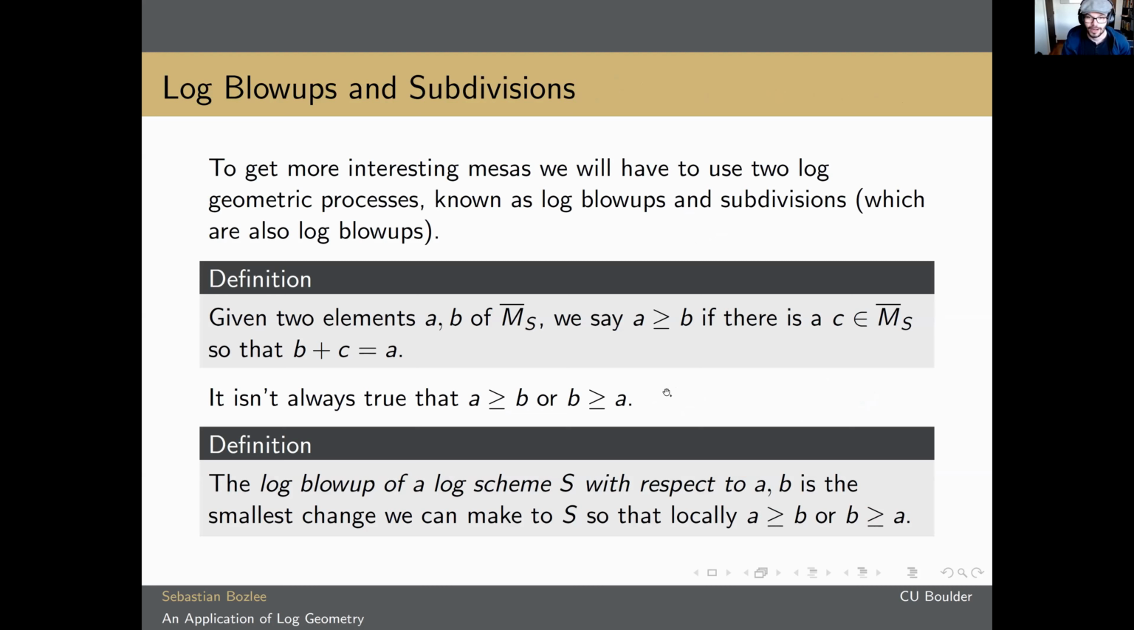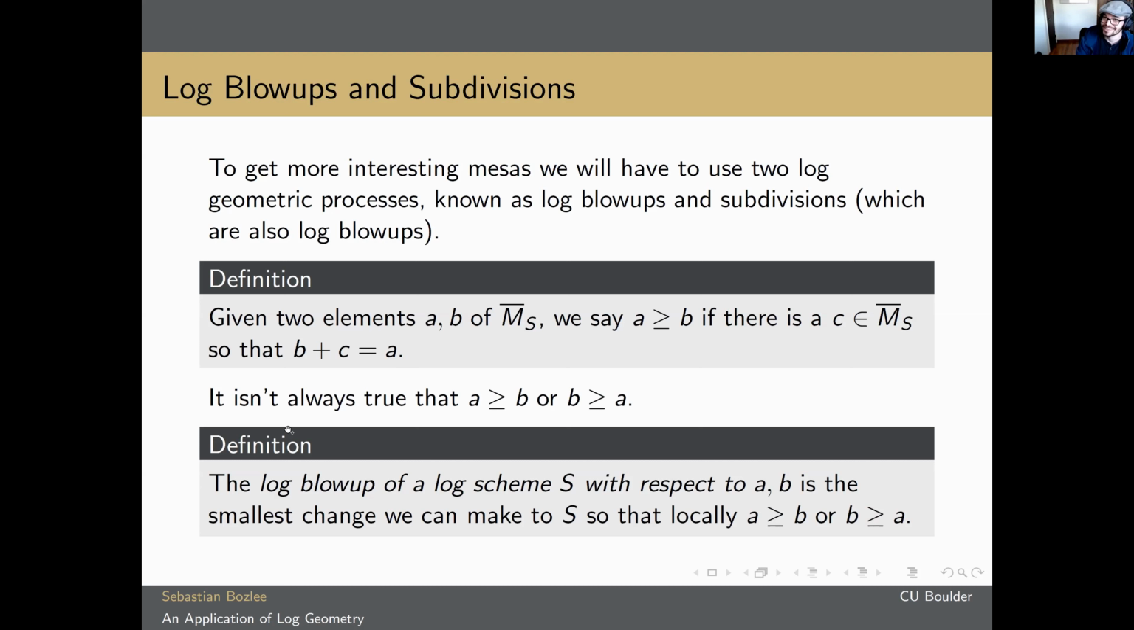Now to describe it, I first want to explain how we put an order on the characteristic monoid. The idea is, say for example, 3 is bigger than 1, right? And the way that we can tell that 3 is bigger than 1 is we add something positive to get from 1 to 3. We add 2. So keeping that in mind, if we have 2 elements of the characteristic monoid, we'll say that one is bigger than the other if we can add something to get to the other. If we add something to B to get to A, we'll say that A is bigger than B.